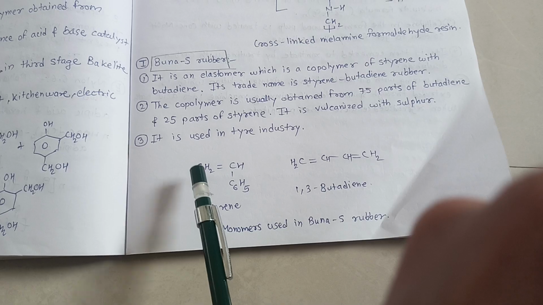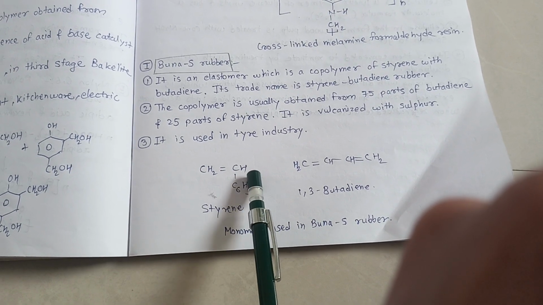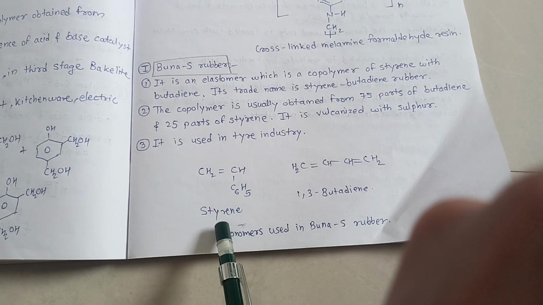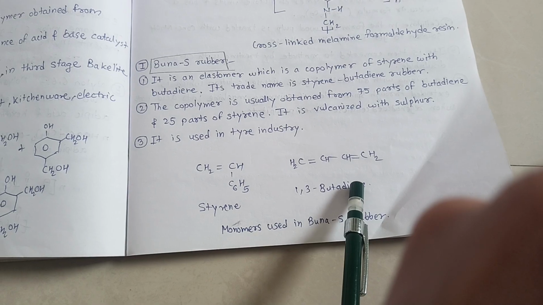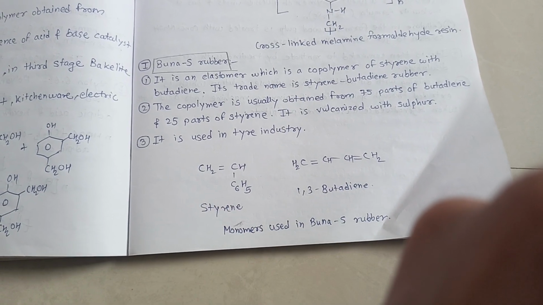This is styrene. Last lecture we discussed about ethene, CH2 double bond CH2. So one of the hydrogens we have to replace with C6H5. And that's how we can draw the structure of styrene, and this one is 1,3-butadiene. So when these two monomers are combined, we are getting Buna S rubber.